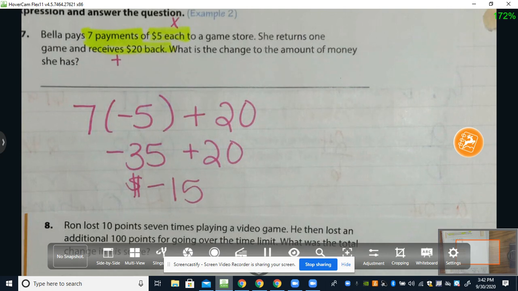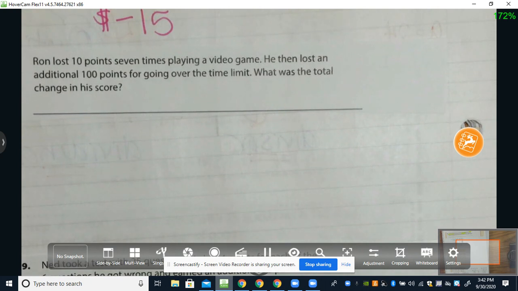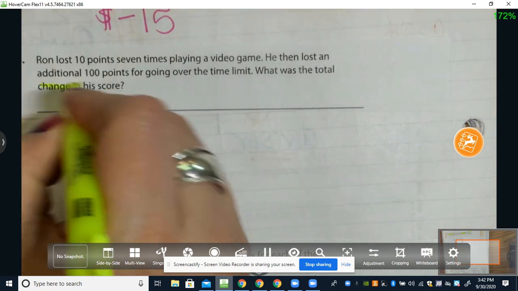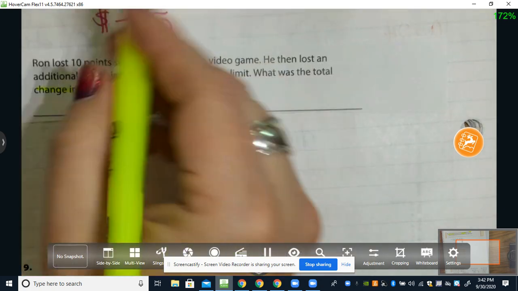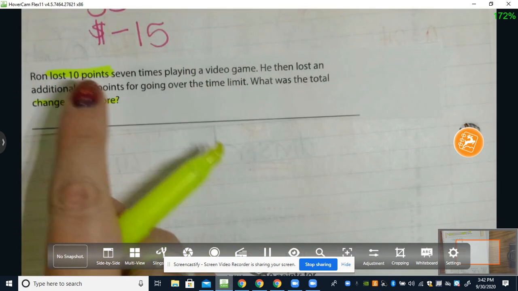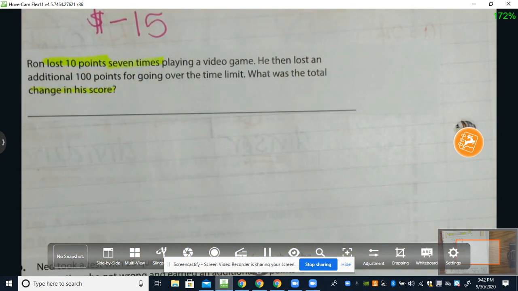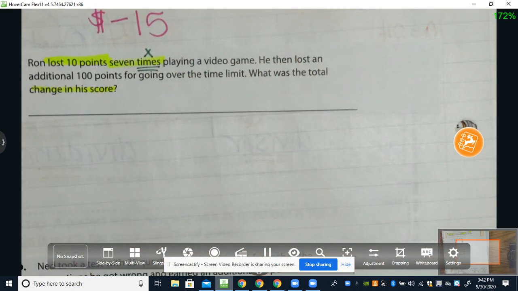Okay? Let's look at the second one, number 8, about Ron. Ron lost 10 points 7 times playing a video game. He then lost an additional 100 points for going over the time limit. What was the total change in his score? So we need to find what the change in his score is. Okay, we need to find some clue words. So he lost 10 points. Losing 10 points, that's going to be a negative. 7 times that happened. Do you see that word times right there?